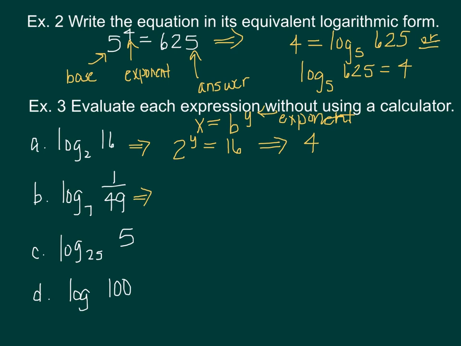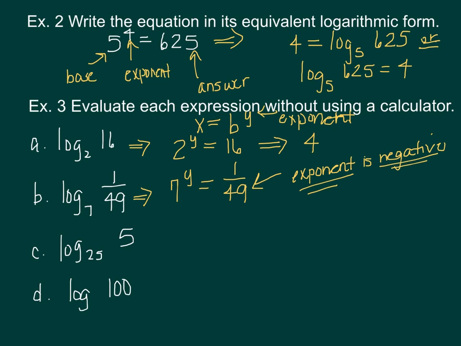For b, you're saying 7 to the what power is 1 over 49. Well, since it was 1 over 49, your exponent has to be negative because it's on the bottom. Now we know 7 to the 2nd power is 49, which means 7 to the negative 2nd will be 1 over 49. So that exponent has to be negative 2.